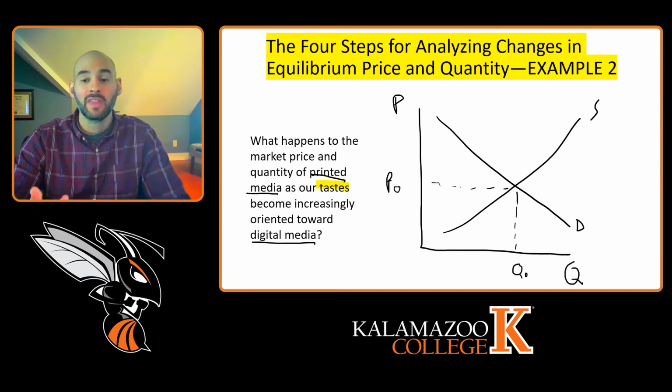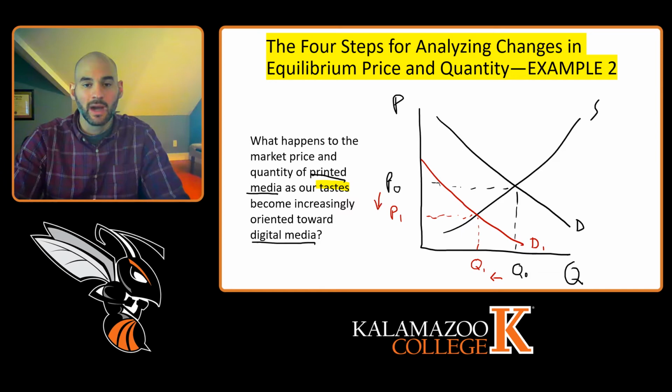So we know that the demand curve is being impacted, and we know that the demand for printed media is decreasing. So we're going to see a downward shift in our demand curve. Our demand curve is going to move to the left, which means that our equilibrium quantity is going to decrease, and our equilibrium price is going to decrease as well.